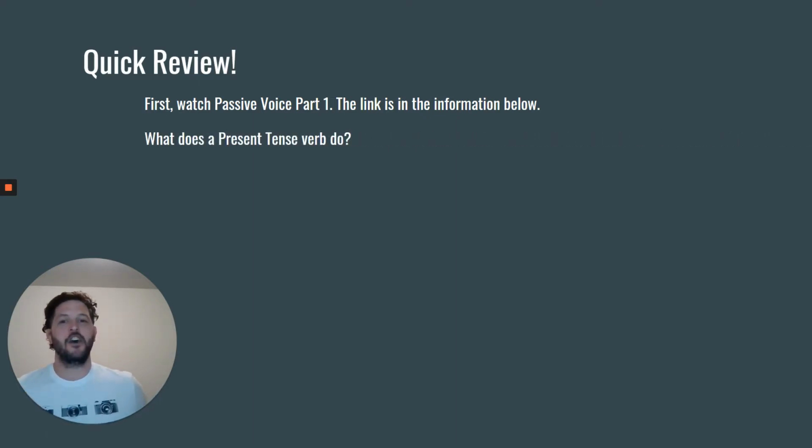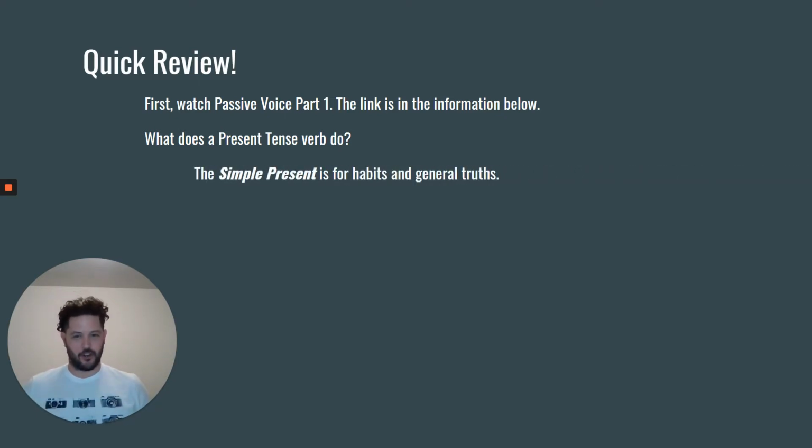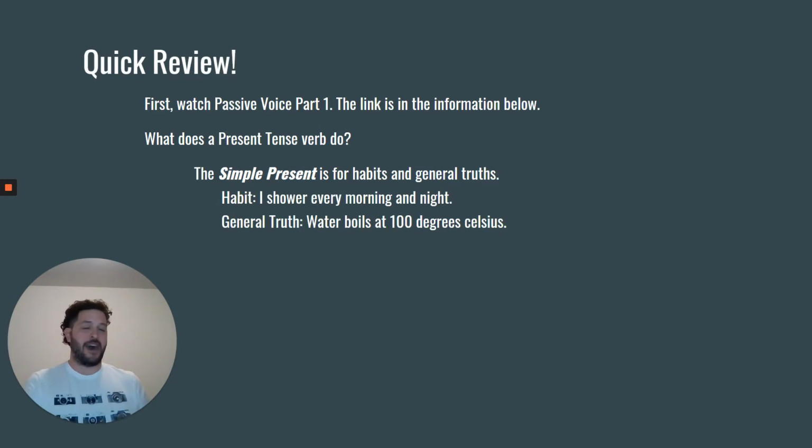Okay, second thing is the present tense verb. What exactly does it do? The present tense verb has two forms. There's the simple present, okay? It's for habits and general truths, all right? So for example, a habit: I shower every morning and night. It's something I do all the time. It's always true, all right?